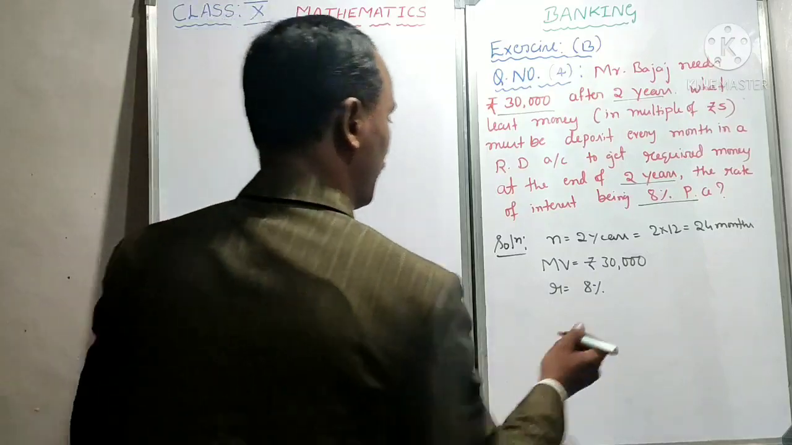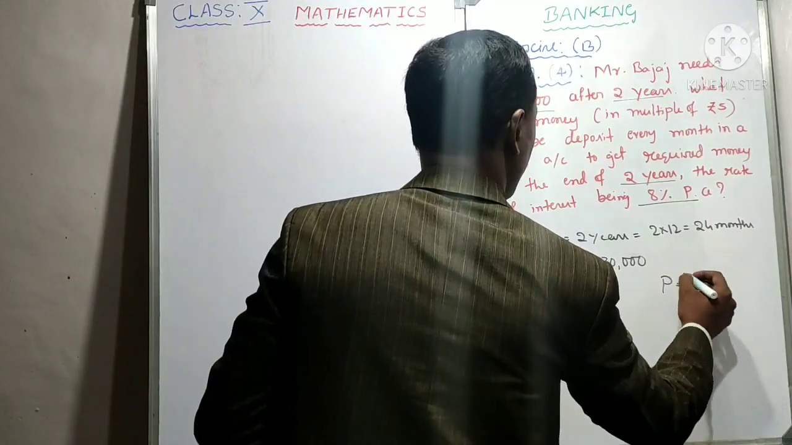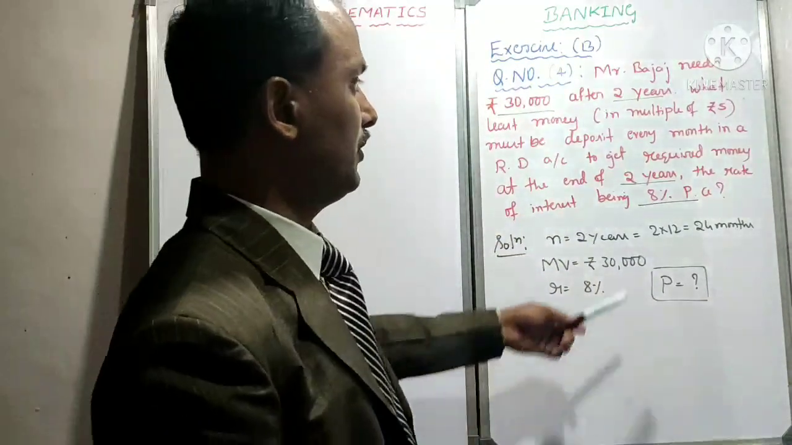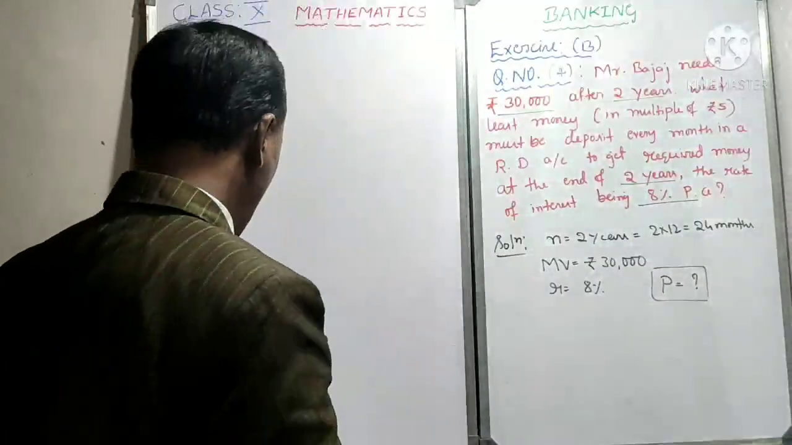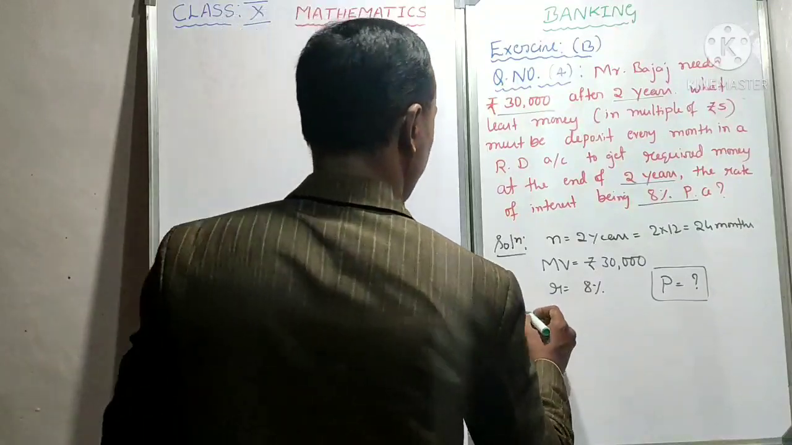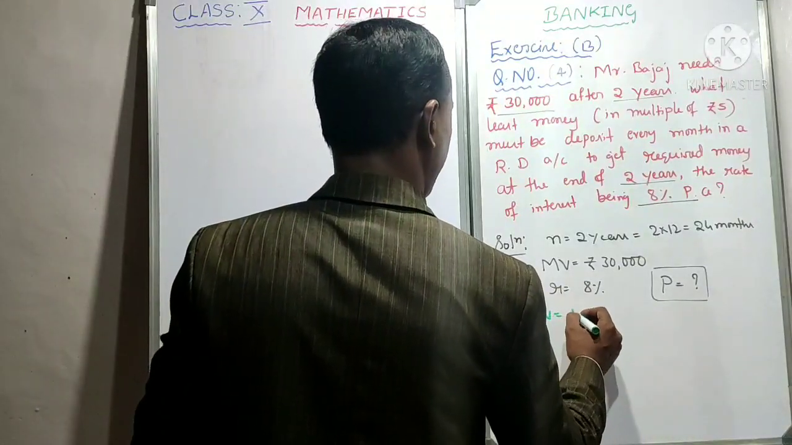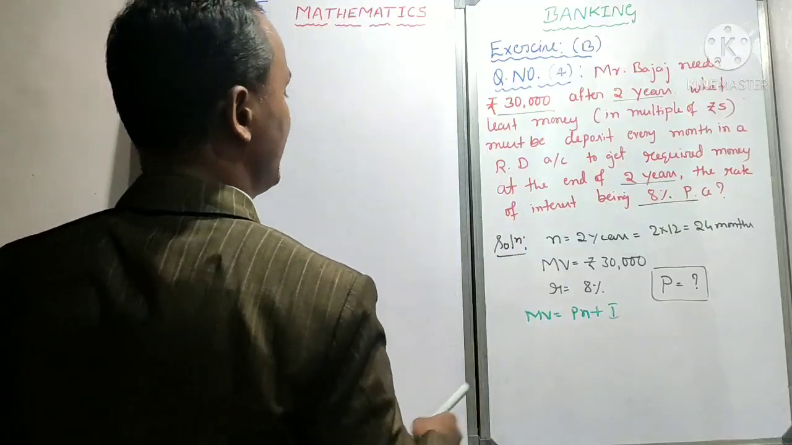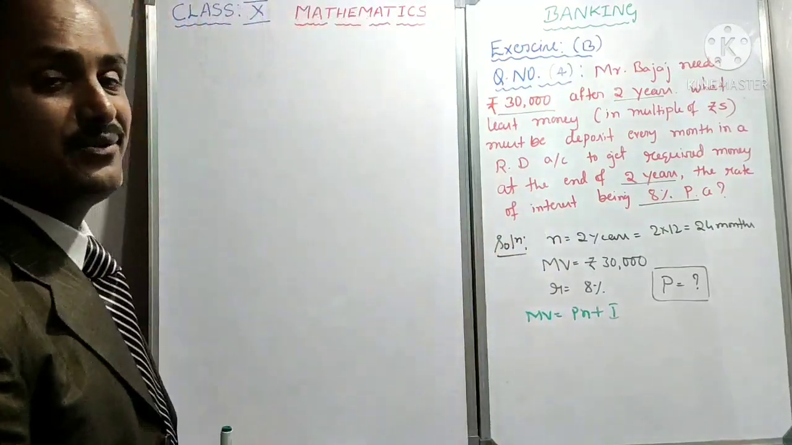Very interesting problem, but the P value we don't know. We are going to find the monthly deposited amount in multiples of 5. I will write the first formula. Maturity value is equal to Pn plus I. First I will find the I value.